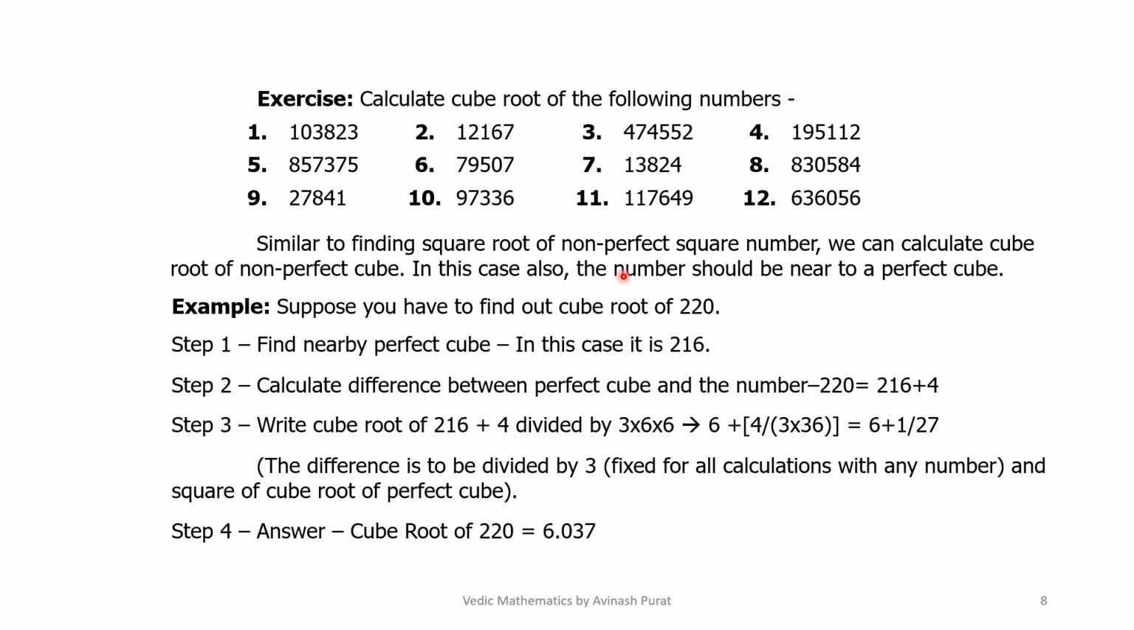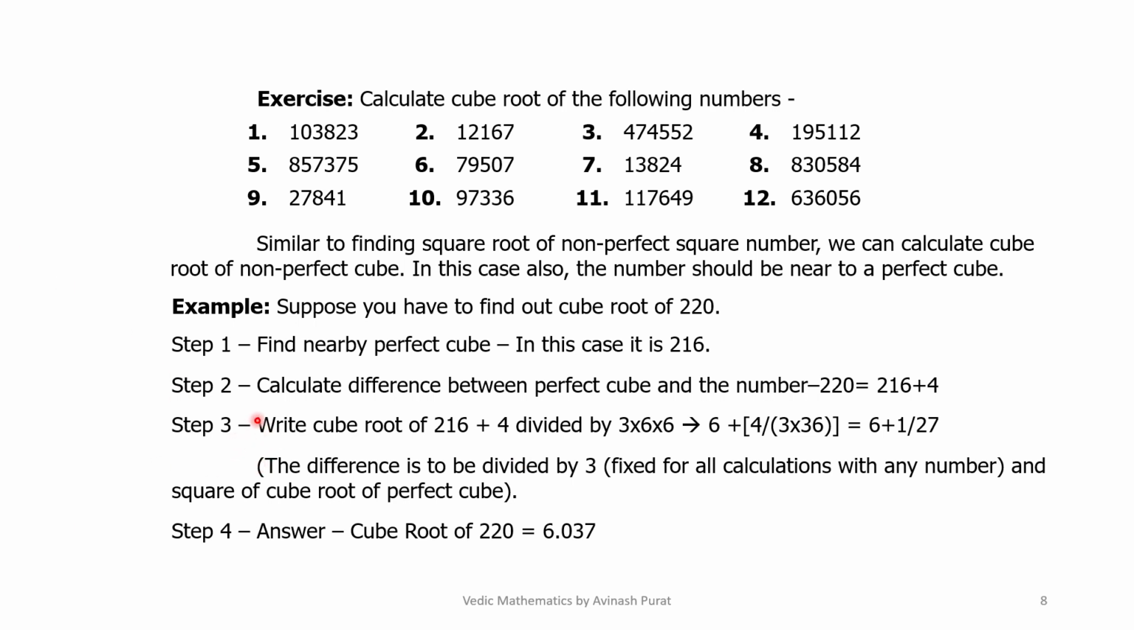Similar to finding the square root of a non-perfect square number, we can calculate the cube root of a non-perfect cube. In this case also, the number should be near a perfect cube. Example: suppose you have to find the cube root of 220. Step 1: find the nearby perfect cube. In this case it is 216. Step 2: calculate the difference between the perfect cube and the number. So 220 equals 216 plus 4.